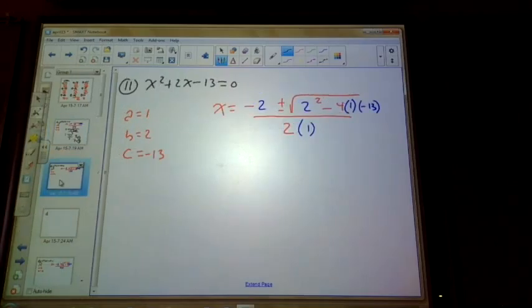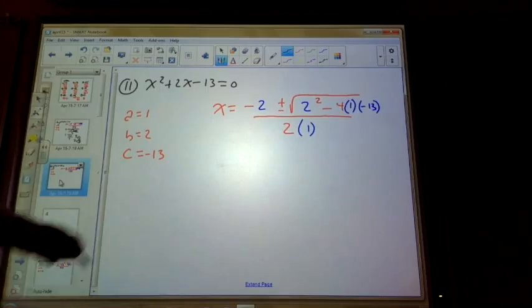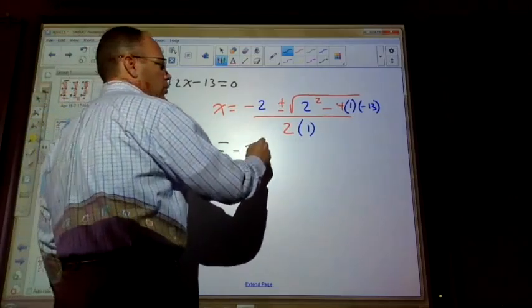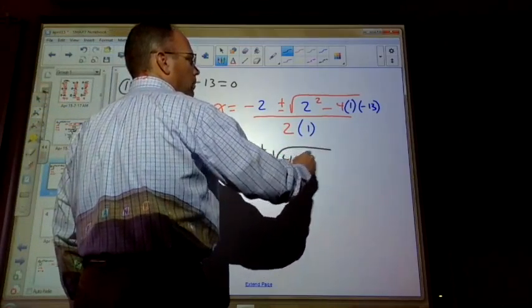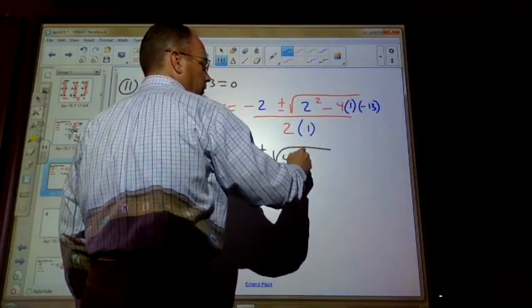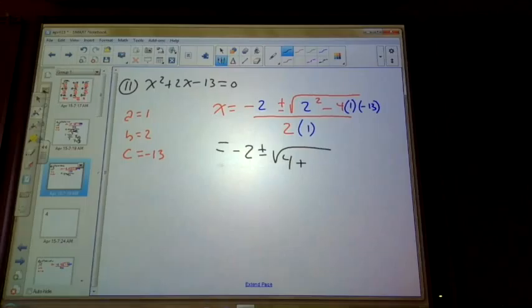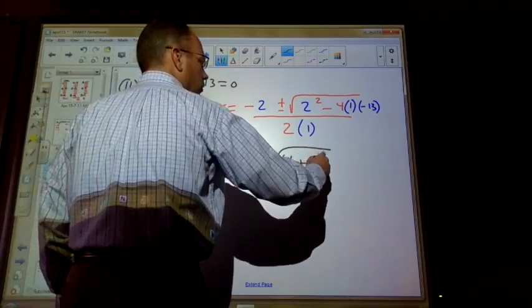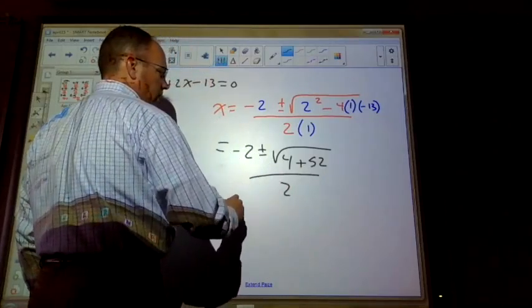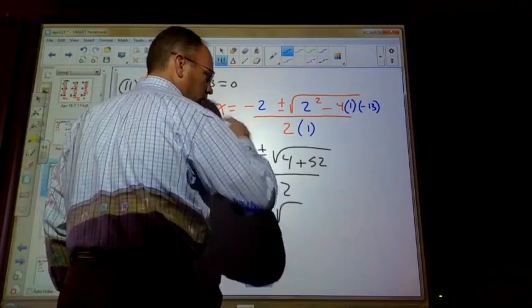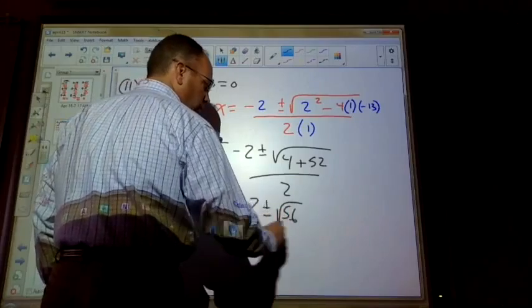Number 11, my A's, B's, and C's. A is 1, B is 2, C is negative 13, so I plug those into the quadratic formula, which is on your sheet. Let's go through and do the arithmetic. So I get negative 2 plus or minus square root 4 minus negative times negative is going to be positive. So I get 4 times 1, which is 4. 4 times 13 is 52, all over 2. So I then get negative 2 plus or minus square root of 56 over 2.